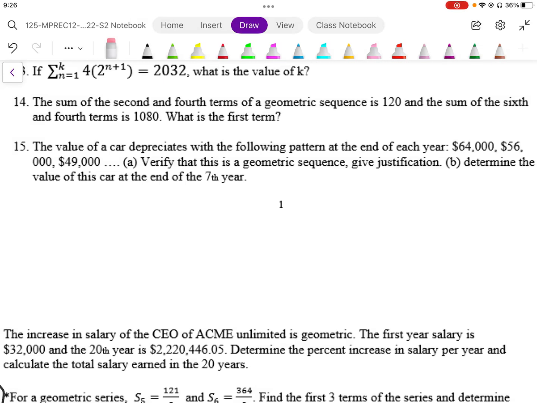14. The sum of the first and fourth terms of a geometric sequence is 120, and the sum of the sixth and fourth terms is 1080. What is the first term? So the first term we're looking for is A.